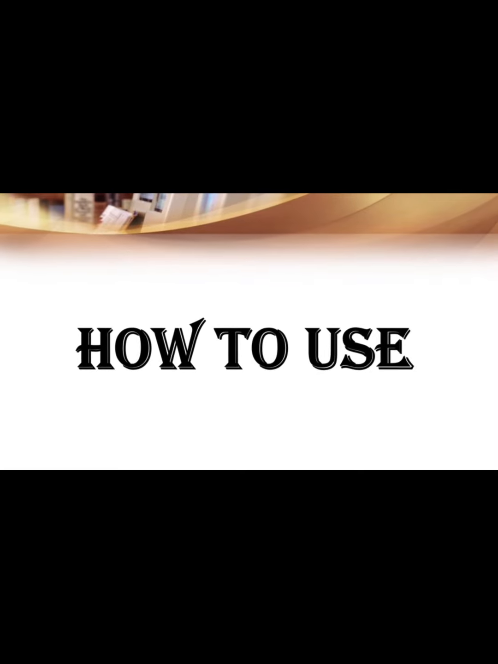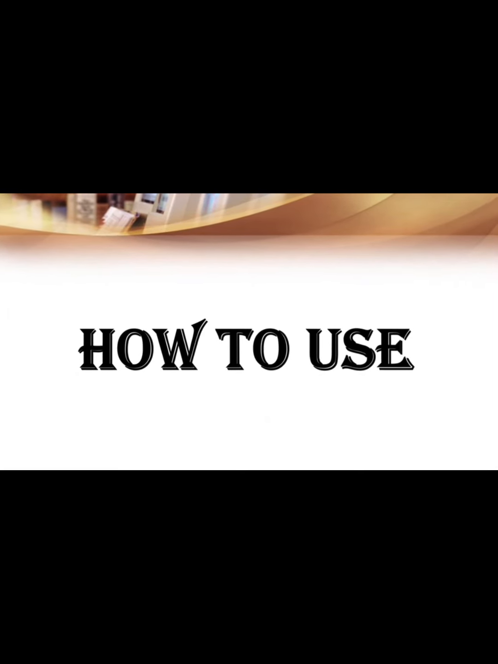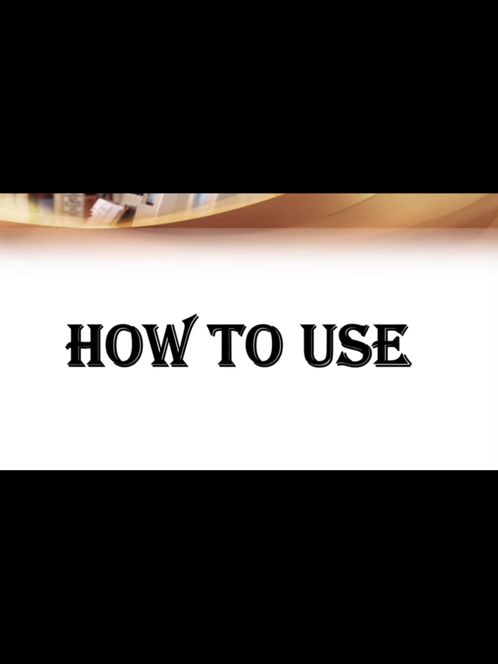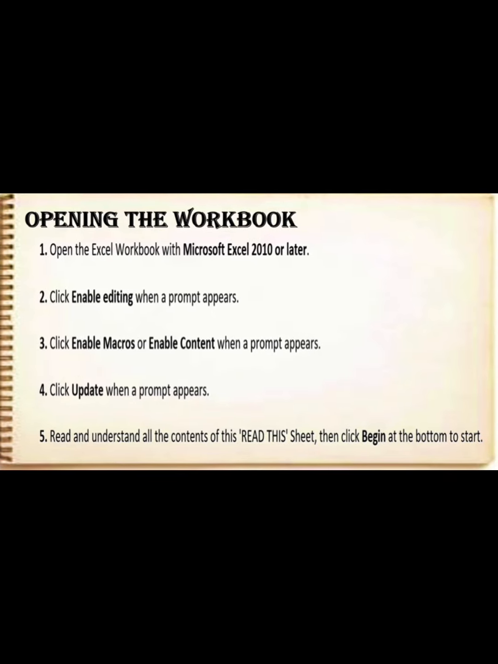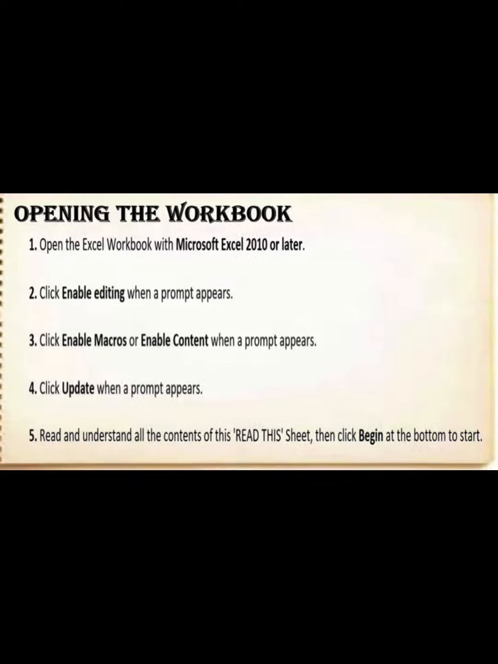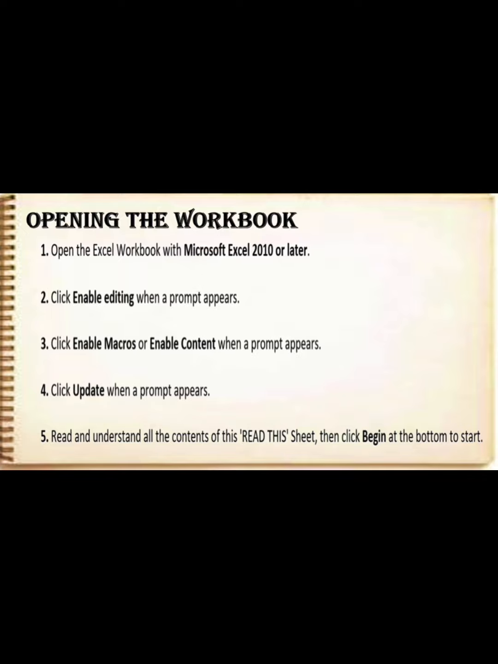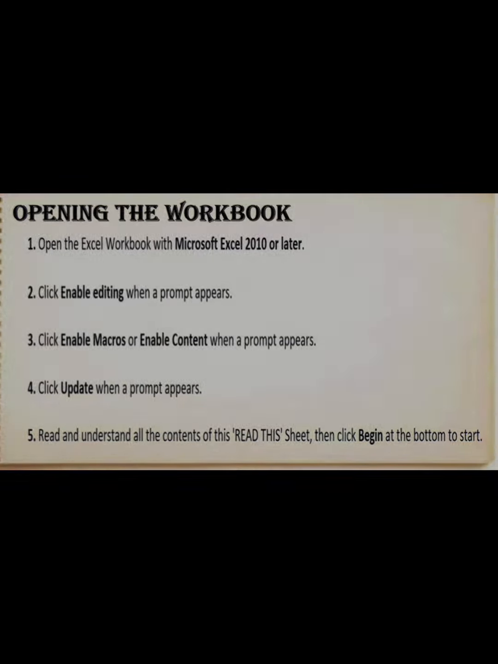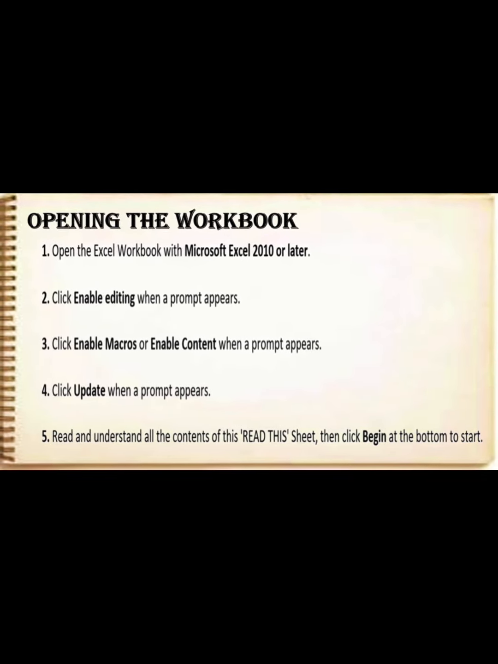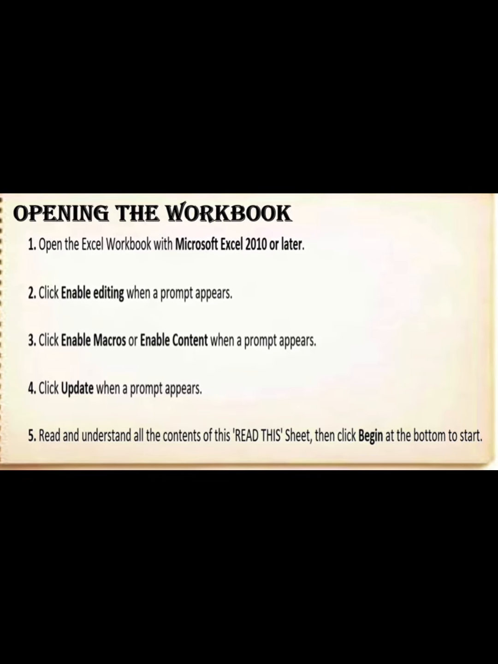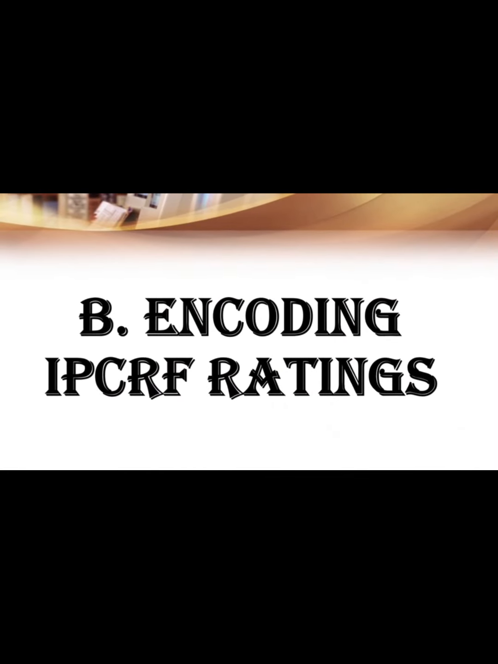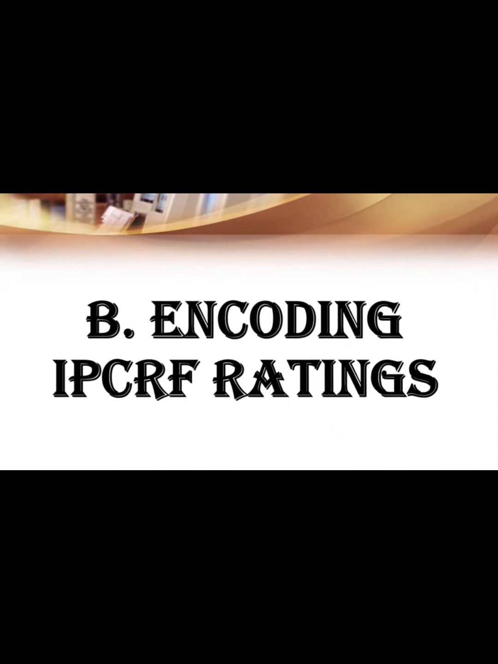Maybe you're asking, how are you going to use Excel workbook? It's simple. First, you need to open it with the use of Microsoft Excel 2010 or later. When a prompt appears, you need to click Enable Editing, Macros, Content, and Update. Lastly, you need to read and understand all the contents of this Read This sheet, then click Begin at the bottom to start. The next step that you need to do is to encode IPCRF ratings.